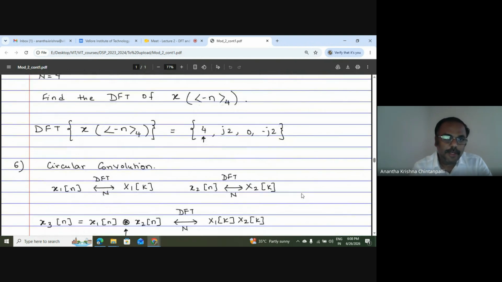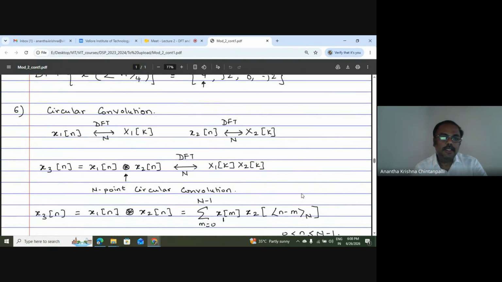The sixth property is circular convolution. Circular convolution is a very important property associated with the discrete Fourier transform. We talk about linear convolution, which is the one we have discussed in signals and systems, but there is a very important concept of circular convolution. That means that in the DFT domain we are doing a circular convolution.